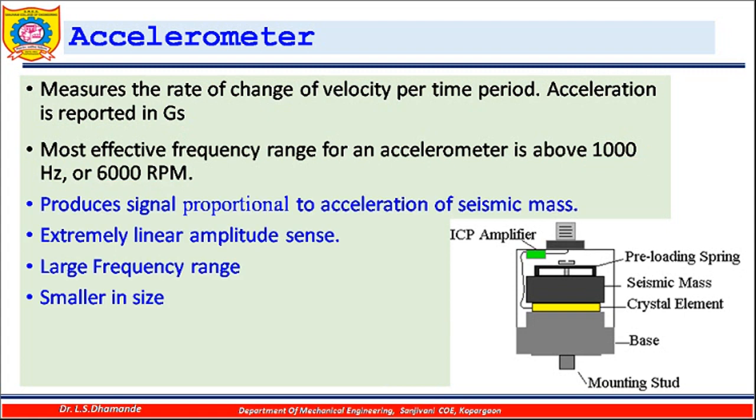Okay, and it produces a signal proportional to the acceleration of the seismic mass. Whatever acceleration of the seismic mass occurs, proportional to that it produces the electrical signal, and it is extremely linear in amplitude sense. So it has a linear behavior in giving the output, and it can be used for a large frequency range. The size of this is very small, and therefore it is most commonly preferred as it is small in size.